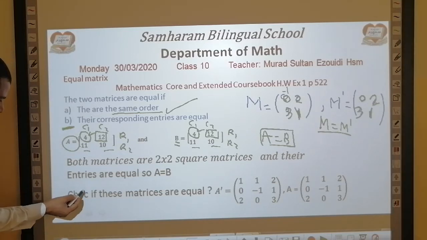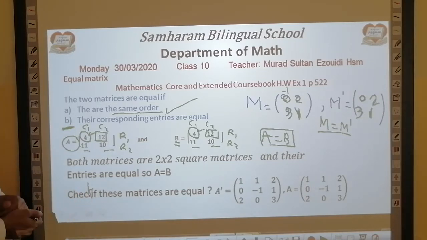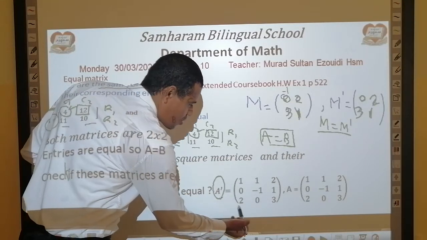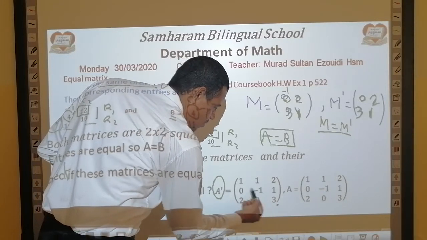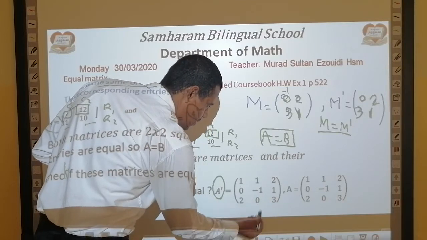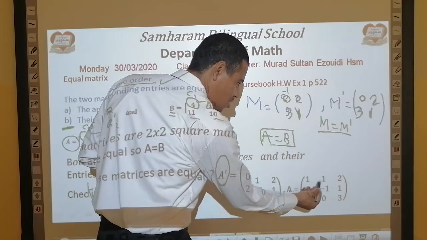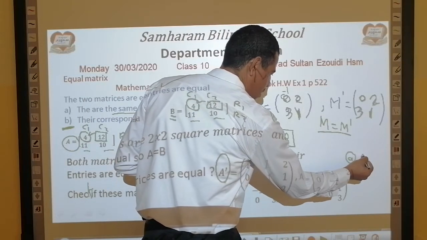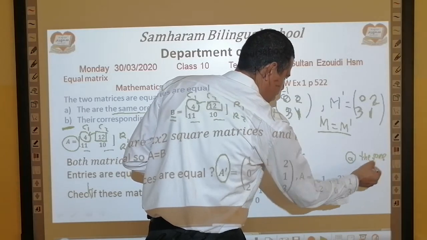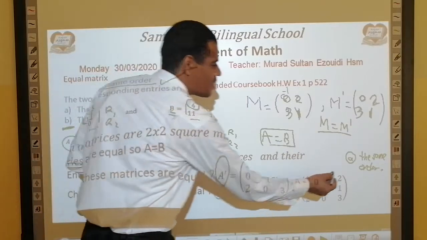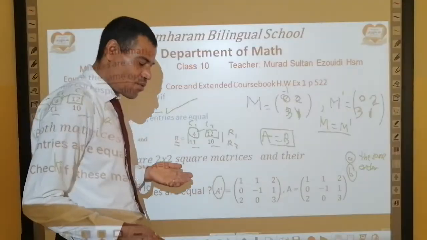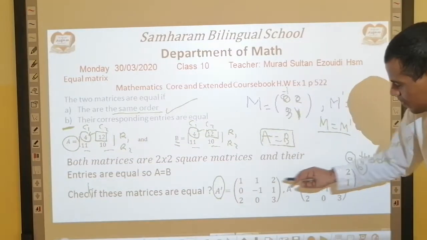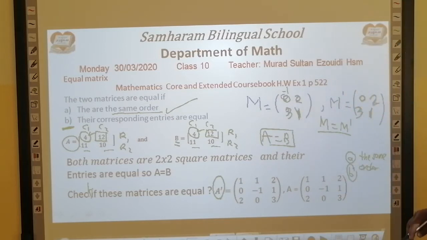Okay, now check. Question? Check if these matrices are equal, yes or no. Okay, let's see. This matrix A prime, is it a square matrix? It is 3 by 3. Why? Because 3 rows, 3 columns. Let's see the second one. A is also a square matrix, 3 by 3. Why? 3 rows, 3 columns. So this is checked, meaning they have the same order, my kids. Okay? Now the second part: if the corresponding entries of these matrices are equal, it means A equals B.